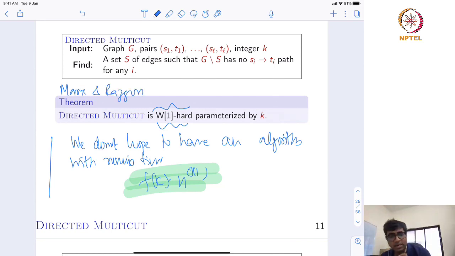But Marx and Razgon showed that directed multi-cut is in fact W1-hard parameterized by K. What is the meaning of this? It just means that we do not expect to have an algorithm with running time f of K times poly in n. That's all that it means. So whenever you see W1-hard, W2-hard, W3-hard, it just means that you should not expect the problem to be fixed parameter tractable parameterized by the parameter in which the problem is shown to be W-hard. We talked about this a little bit in our first lecture, and we will cover this in detail in the last week of our course. Okay.